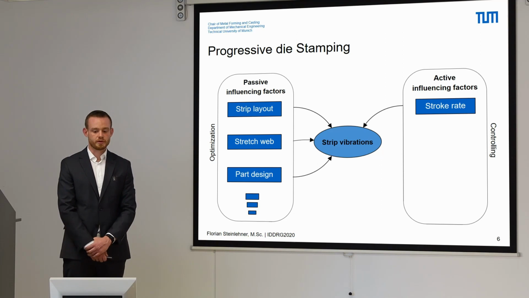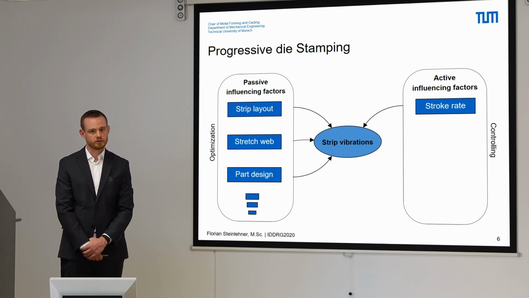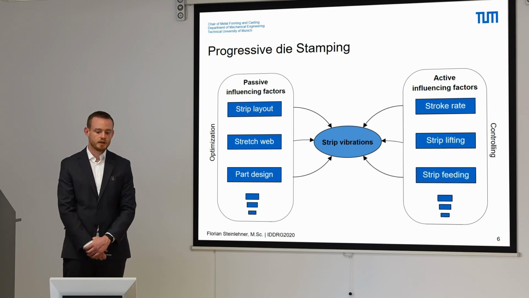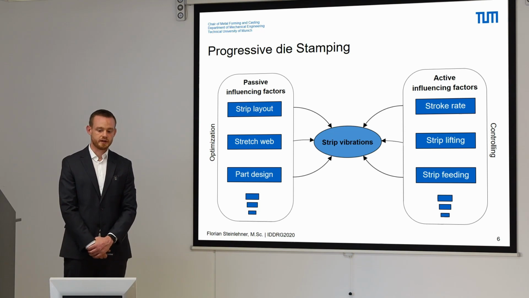Once the tool is in operation and there are strip vibrations remaining after each stroke, a reduction of the stroke rate is often the only solution without the need of a costly reworking of the tool. In this work, we try to implement more active influencing factors in a newly designed progressive die tooling. By the use of a servo-driven feeding machine, or by replacing the passive spring-loaded strip lifters with linear actuators, the trajectory of the strip while being lifted or while being fed can be actively adjusted.